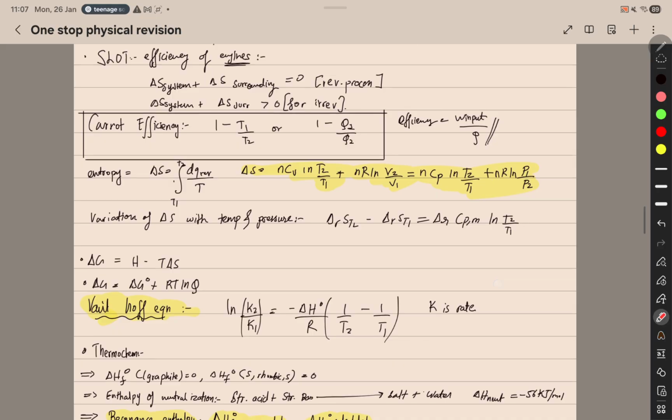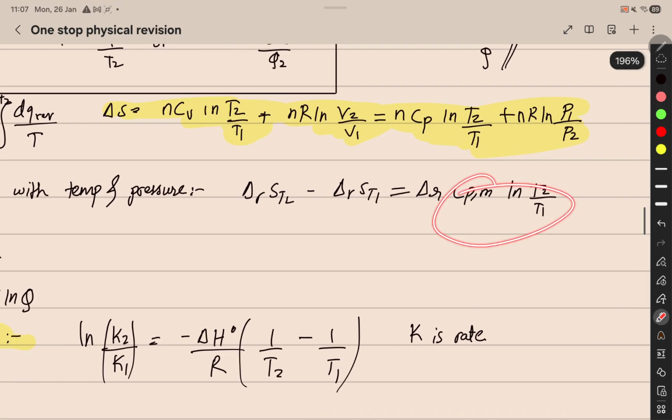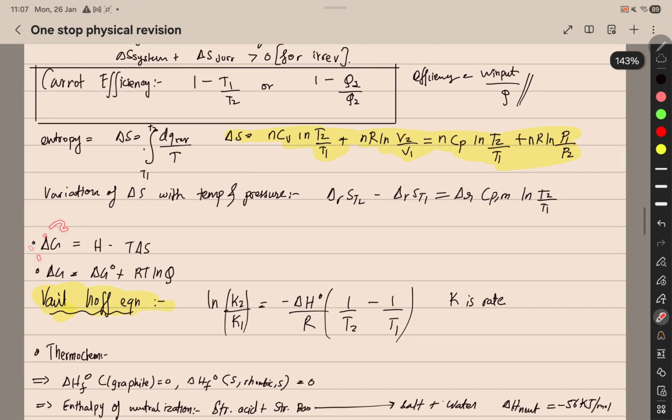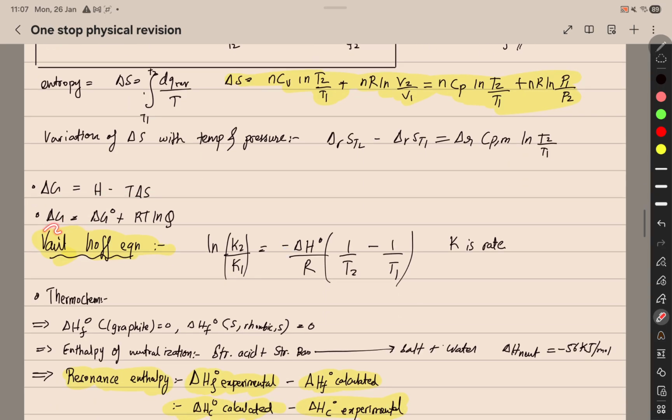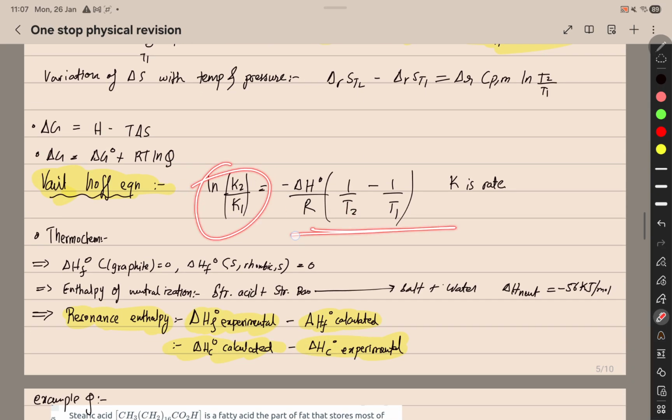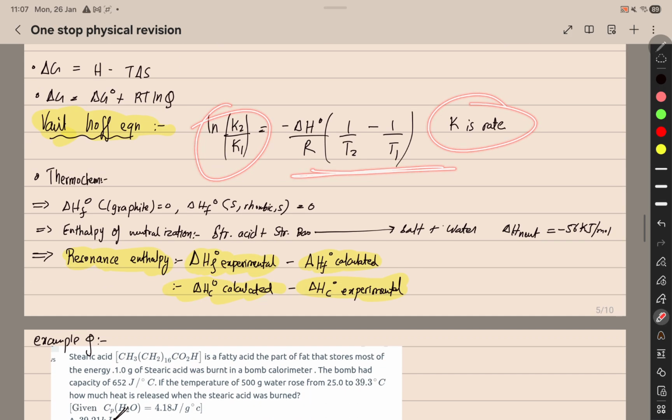Okay. Then variation of delta S with temperature and pressure. We have Kirchhoff's equation: delta S at T2 minus delta S at T1 is equal to this, right? And then that's all. And then you have delta G is equal to delta H minus T delta S, delta G is equal to delta G naught plus RT ln Q. Van 't Hoff's equation, you have this equation.